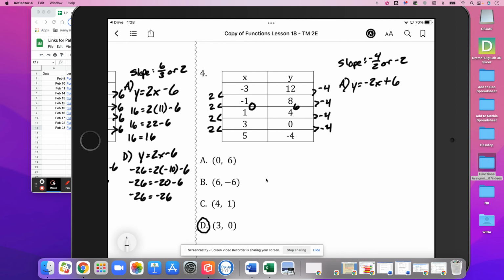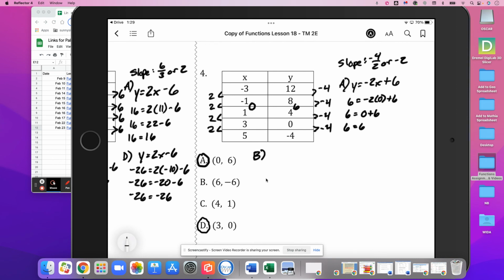And so we'll test our point A. We're going to have 6 equals -2 times 0 plus 6. 6 equals 0 plus 6. 6 equals 6. Yes, that is true, so that one satisfies the function.